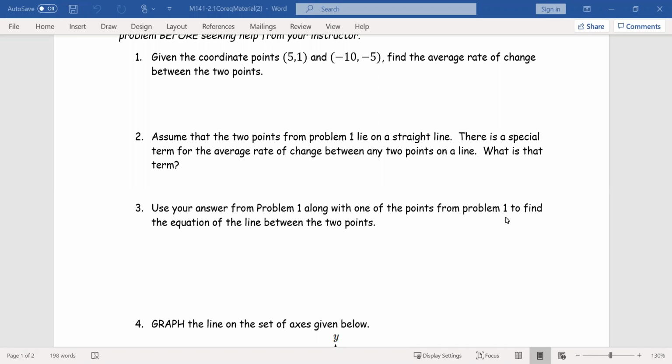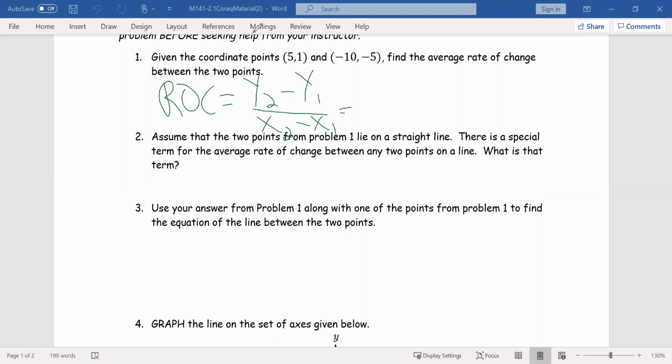So it says in number 1, given the coordinate points (5, 1) and (-10, -5), find the average rate of change between the 2 points. And we know how to do that. We've done a bunch of that in chapter 1. So we can use the formula rate of change equals, and in this case, since they just gave us points, we could call them (y2 minus y1) over (x2 minus x1).